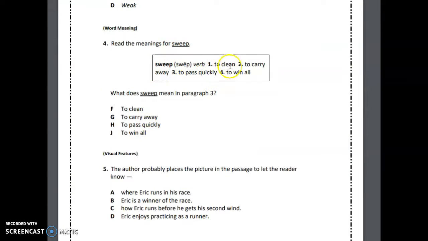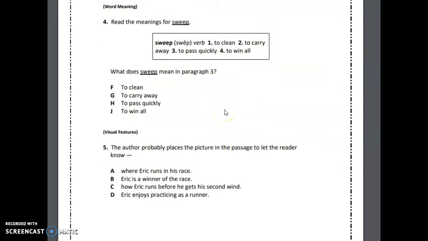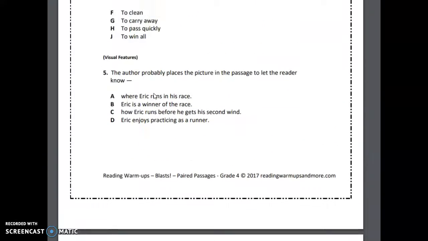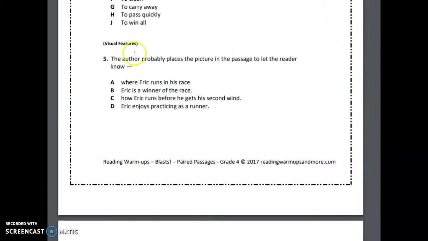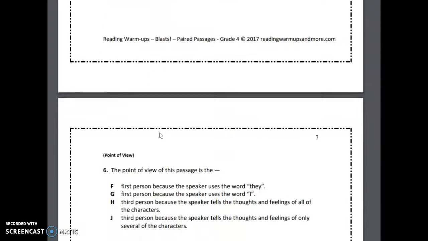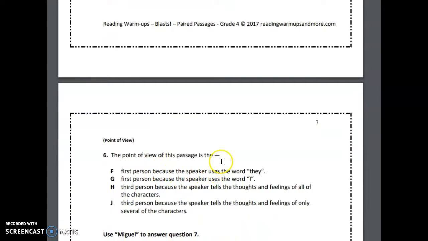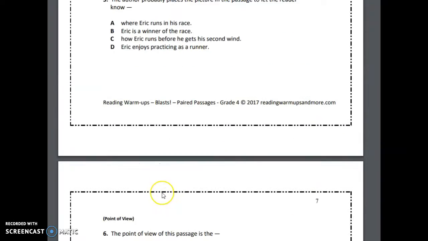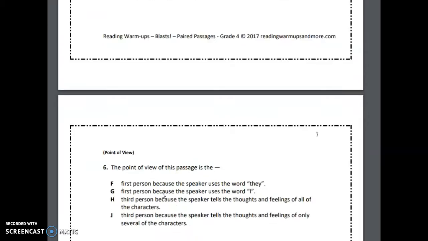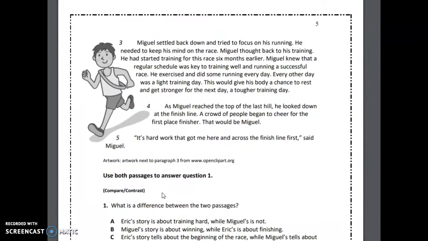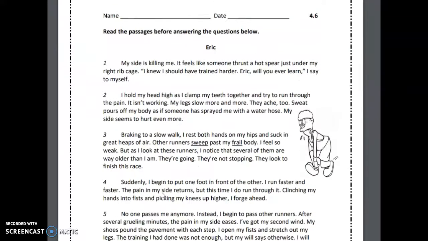Sweep, verb. One, to clean. Two, to carry away. Three, to pass quickly. Four, to win all. What does sweep mean in paragraph three? Five, the author probably places the picture in the passage to let the reader know. Six, the point of view of this passage is, and then that is all of the questions for Eric. So now we need to go and read the passage.